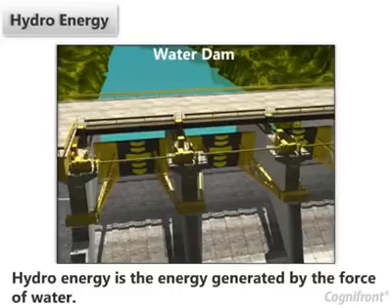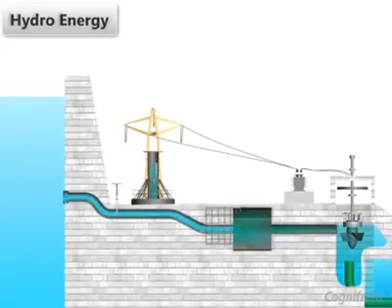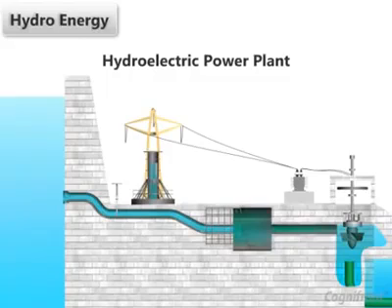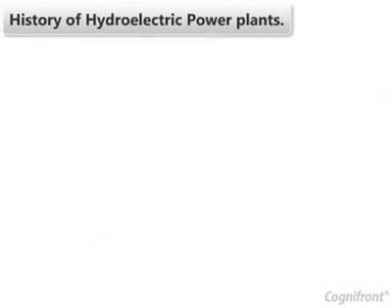Hydro energy. Hydro energy is the energy generated by the force of water. This is a powerful way of generating electricity. The hydro energy is converted into electric energy by hydroelectric power plant, and this energy is called hydroelectricity.